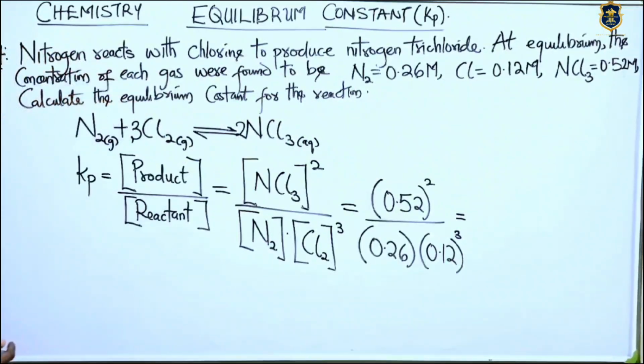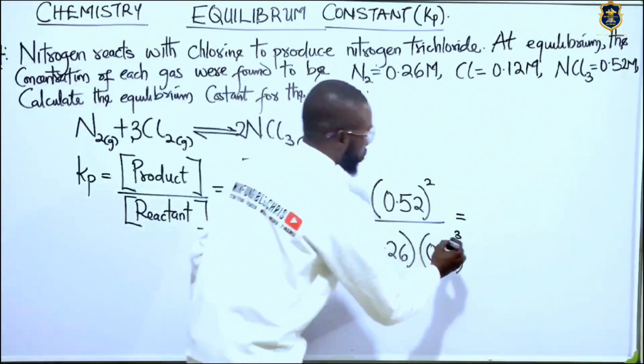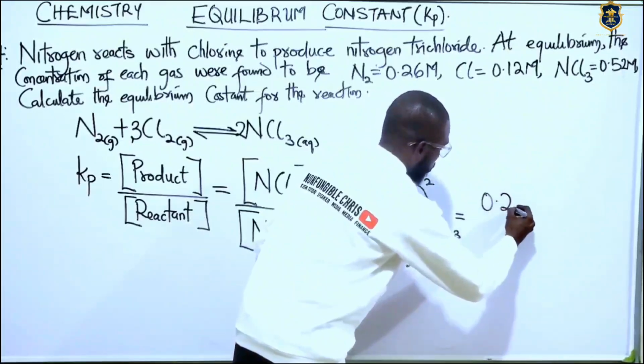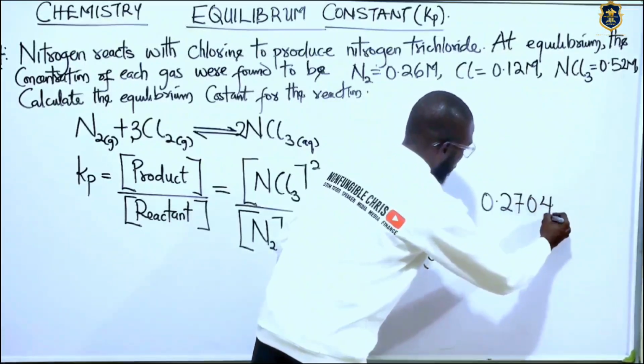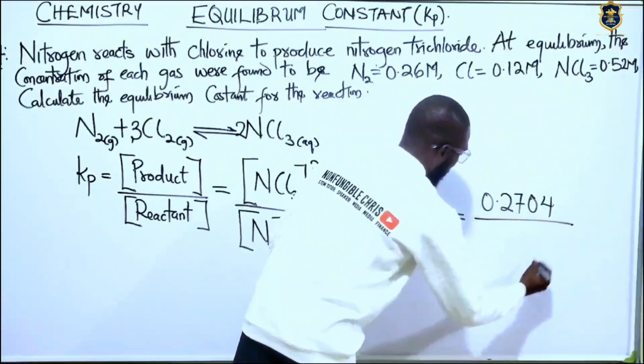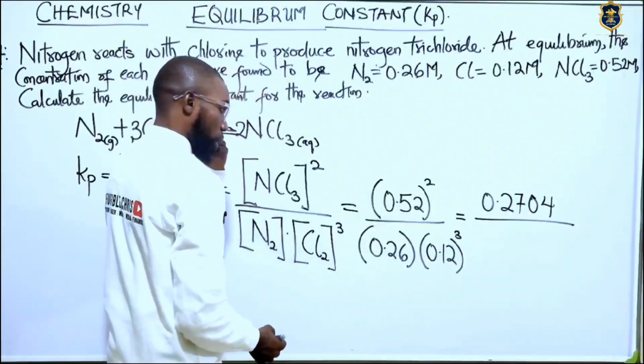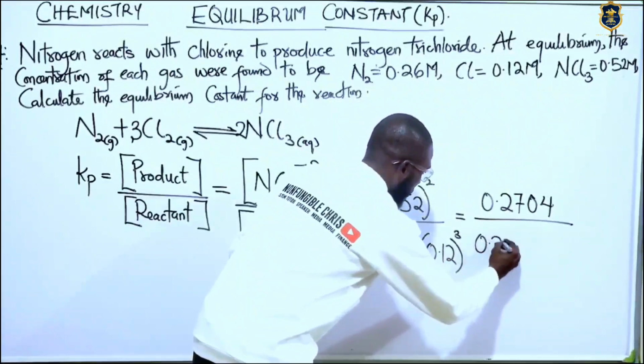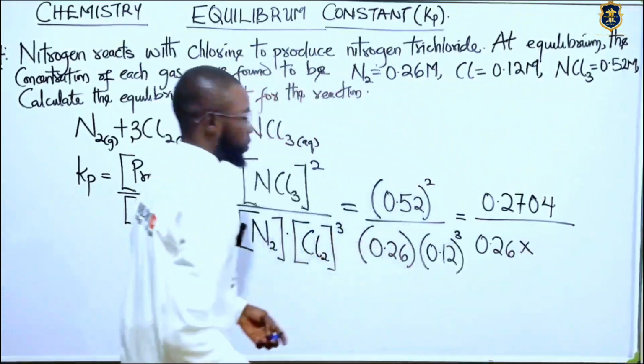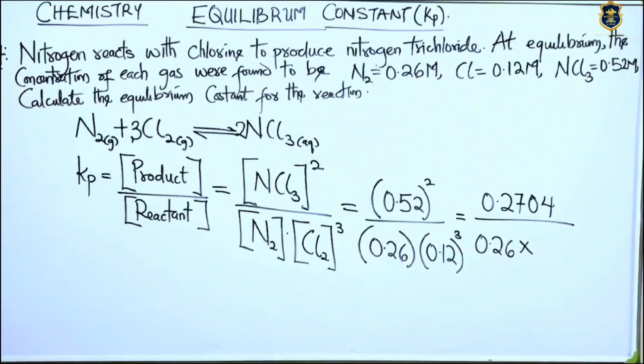So let's try. If we take the square of 0.52, we're going to have 0.2704. And let's take the product of the denominator: we have 0.26 times the cube of 0.12. What are we going to have? We're going to have 0.001728.